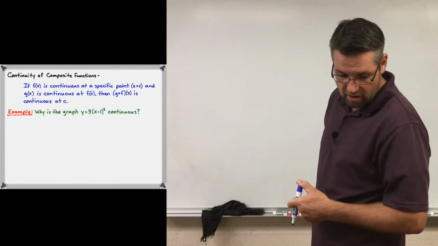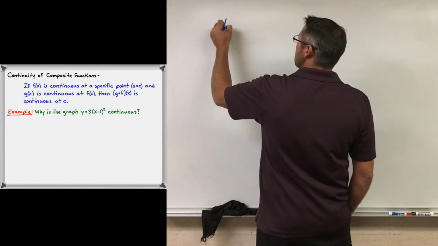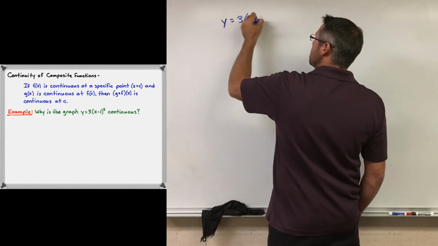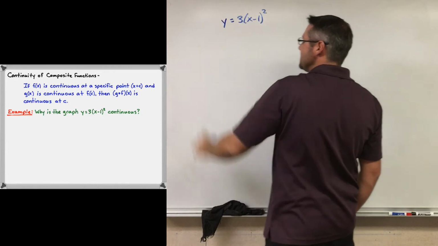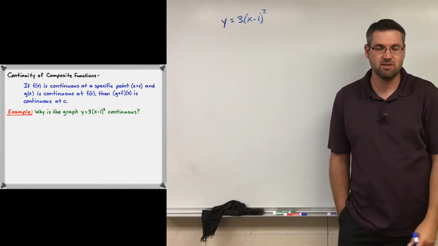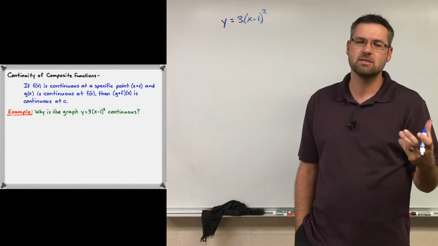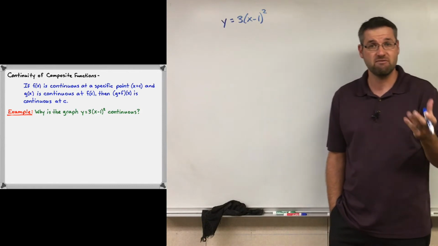Why is the graph of 3 times (x minus 1) squared continuous? Now let me write that down. y equals 3 times (x minus 1) squared. Why is that continuous? Now, most of you are going, well, it's a parabola, it's continuous, obviously. But I want you to look at it through a different lens. I want you to look at it through the lens of a composition of functions.